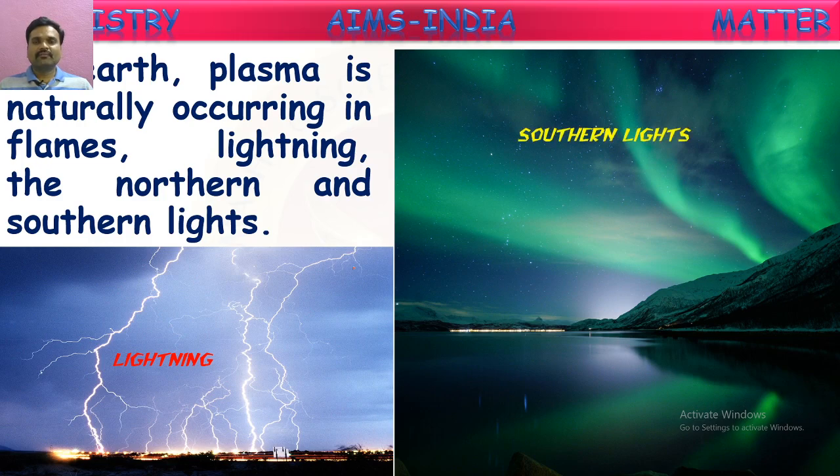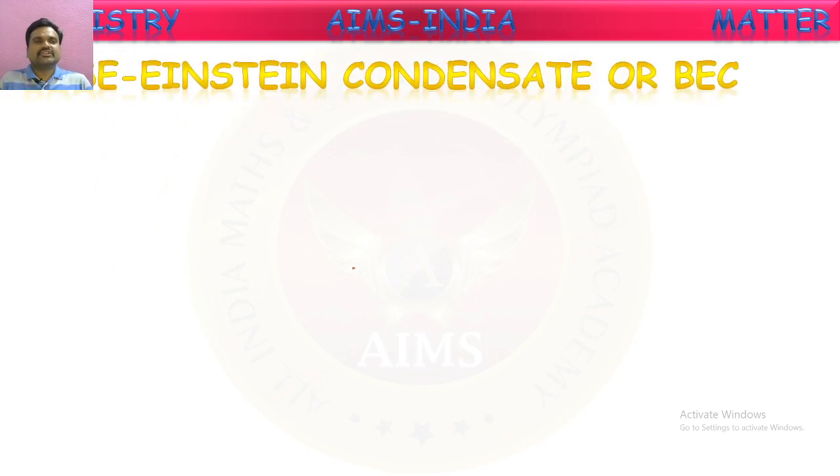So this is about the fourth state of matter, called plasma. Next, the Bose-Einstein condensate or BEC, which is called the fifth state of matter. We said when we heat a solid, it converts into liquid. If you heat a liquid, it converts into gas. If you heat these gases to very high temperatures, they convert into the plasma state. So what happens if we cool in the reverse way? Then the Bose-Einstein condensate is formed, called BEC, the fifth state of matter.